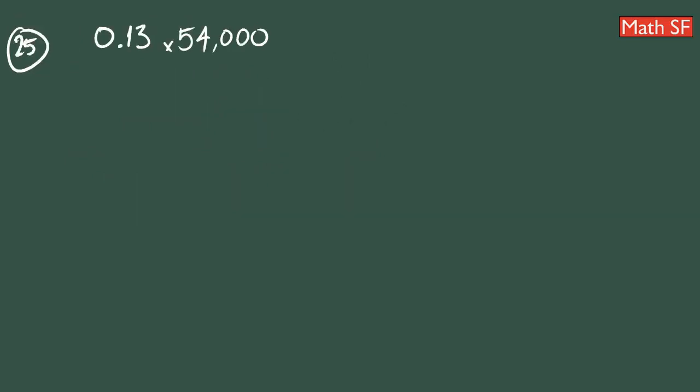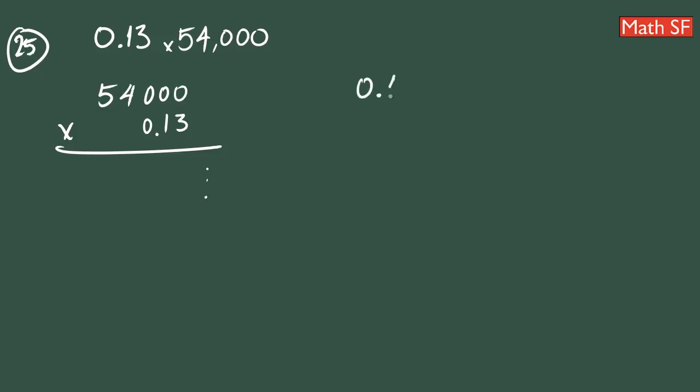Now we have to multiply, and when we multiply decimals, we just multiply as if they were regular numbers. When a number has plenty of zeros, I can use a shortcut, or it's just up to you. Since multiplication is commutative, you can do 54,000 times... I will try to use a shortcut. So it's 0.13 times 54,000.